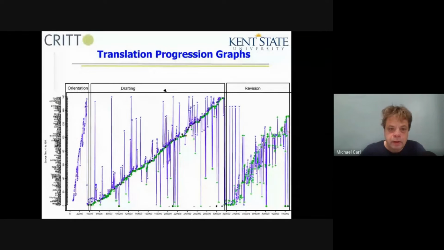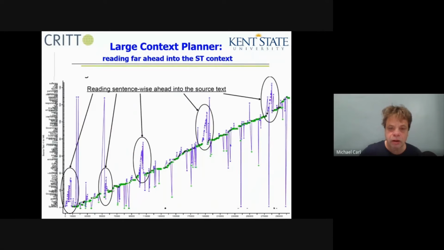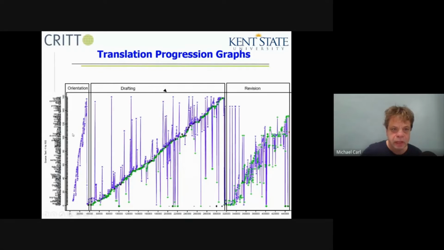Okay. So here you can see the green pluses are fixations on the target text, and the blue are fixations on the source text. Here, so then I zoom in to illustrate this. Okay. So here is a translator who has 3 phases: an orientation phase, a drafting phase, and a revision phase, where he goes over this text again.